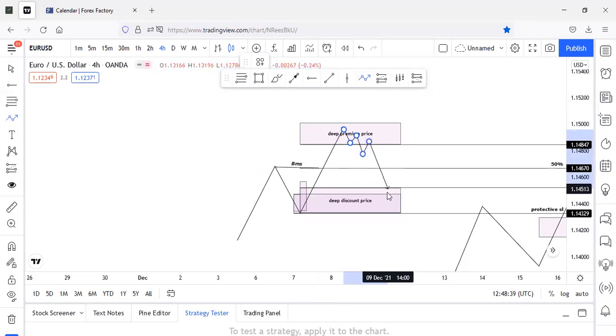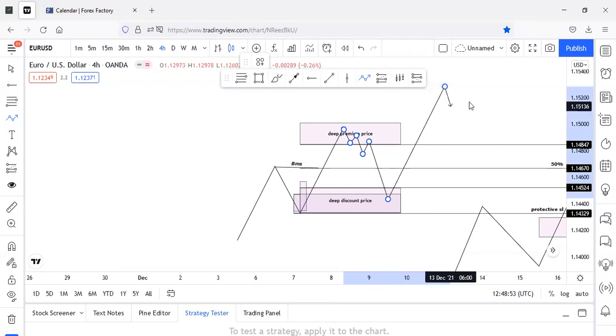Okay, then I will expect the market to push to my discount price where my order block is lying. So that's where I'll be making my buy position. Then I'm going to stack the order from here. Then the institutional order flow is going to continue. That's how the institutional order flow is going to continue.